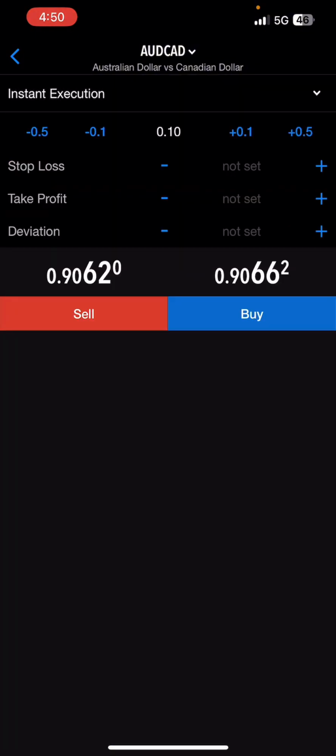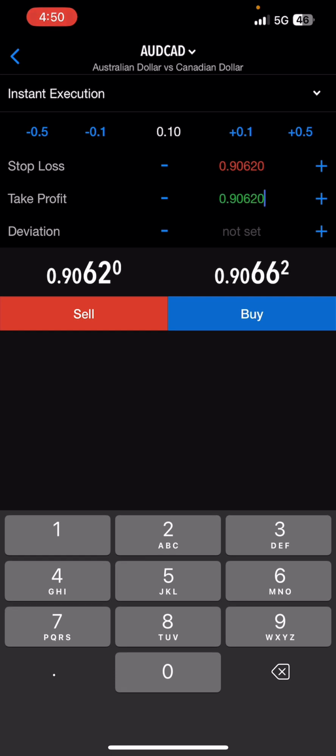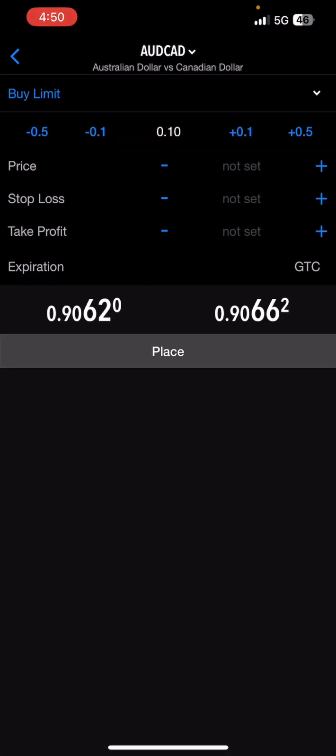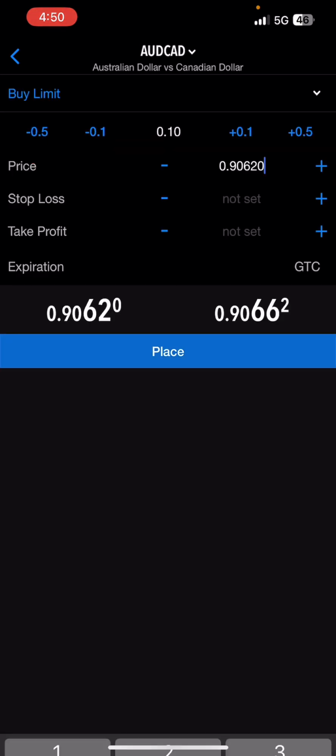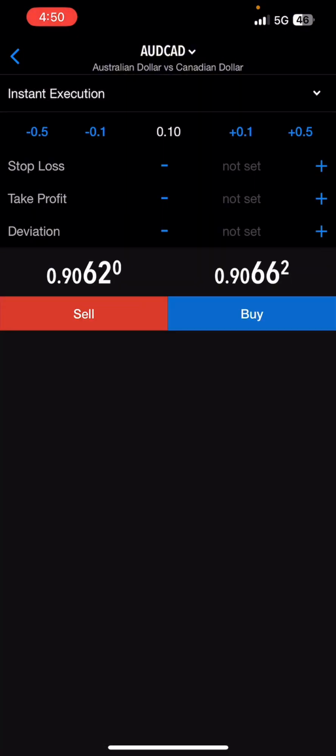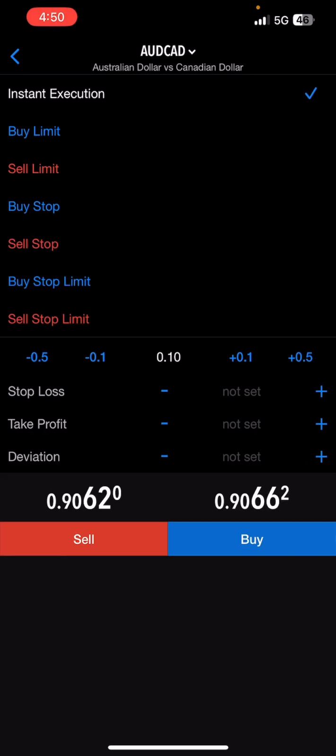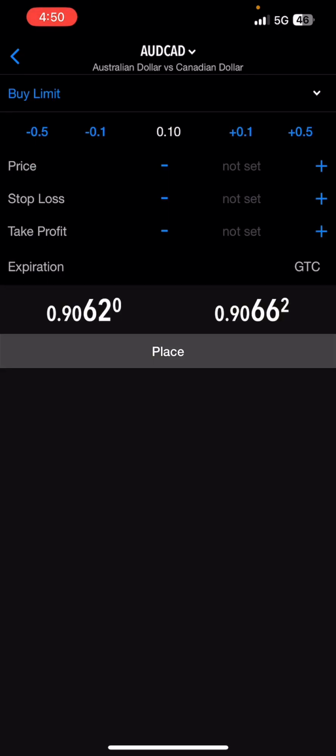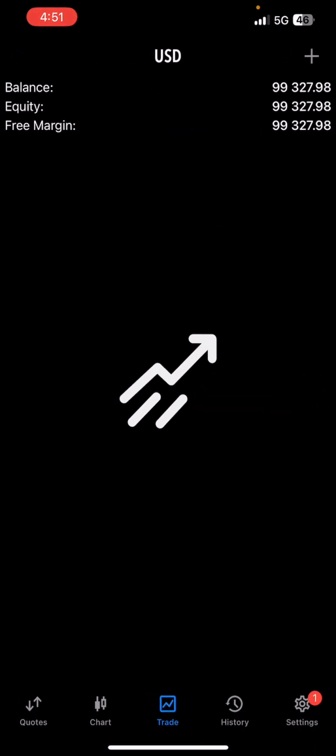But if it's an instant execution, you don't need to set a price, right? Because if you're going to the market to buy now, you don't need to tell them, oh, when the price gets to this thing, sell or buy for me. No, you just ask them how much and buy immediately. So if I'm setting an instant execution, I just need my stop loss and take profit because I'm entering immediately. But for buy limits and other limit orders, I'll need to put a price. Hope that makes sense. Instant execution, no price, enter immediately. Buy limits, I'll need to put a price. So we are done with trade.